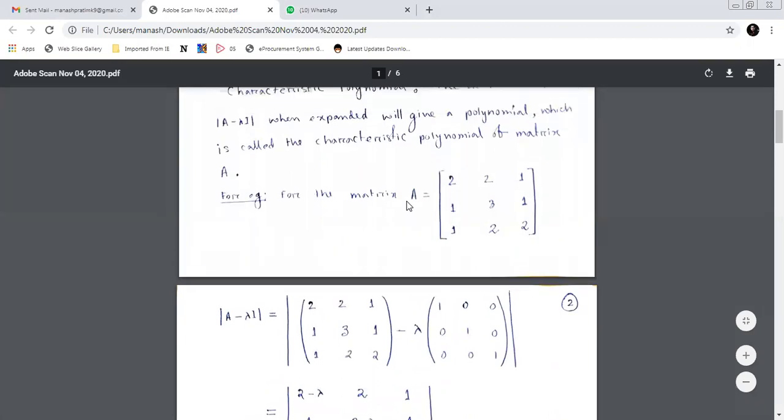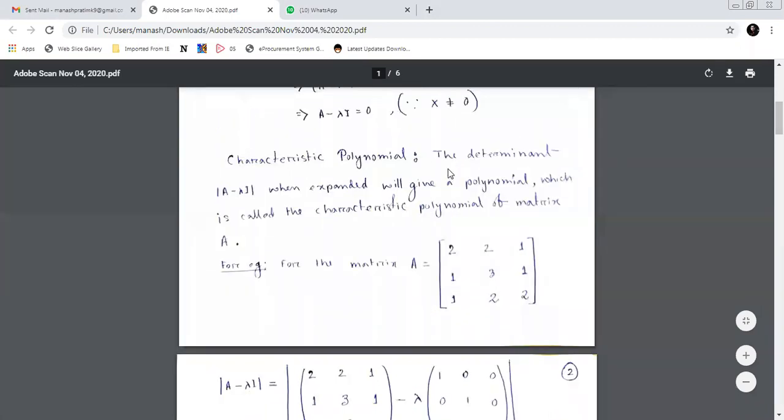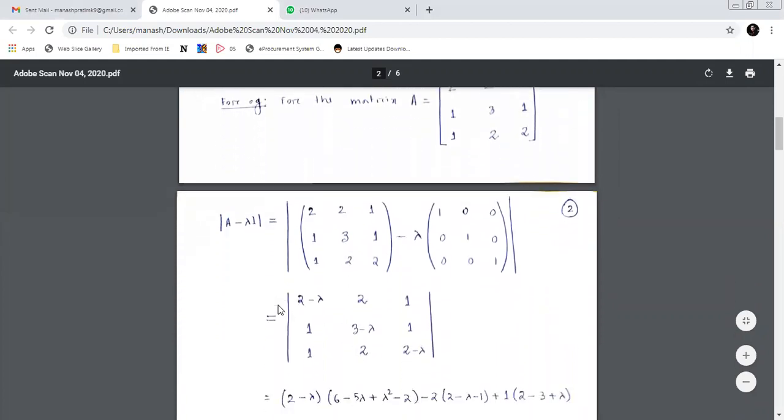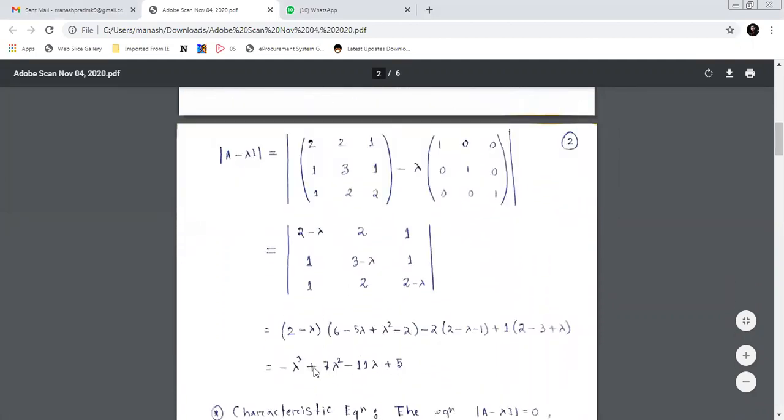Now again see the definition I have given: the determinant of A minus lambda I, when expanded, will give a polynomial which is called the characteristic polynomial of matrix A. And this is your characteristic polynomial of the matrix.